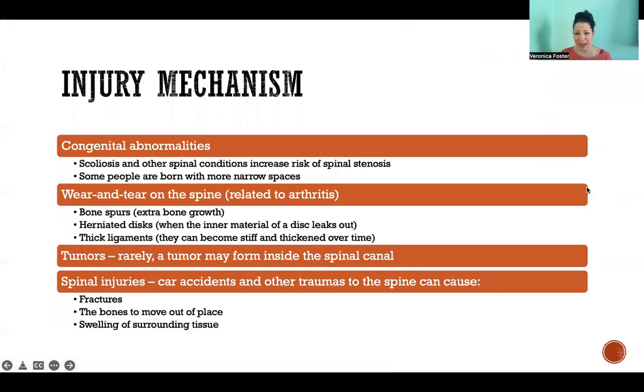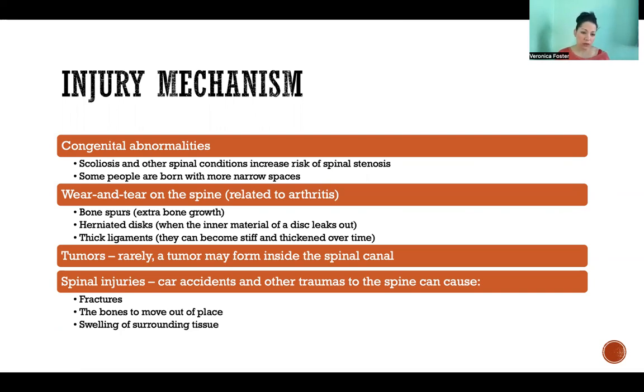All right, so how does this happen? What causes it? It can be caused by congenital abnormalities, meaning things that you're born with. Certain spinal conditions like scoliosis can increase the risk of spinal stenosis. And some people are just born with more narrow spaces in the first place, so they might be more prone to developing pain and dysfunction down the road, because if the space is already narrow, it takes the tiniest bit of further narrowing to start experiencing those symptoms.